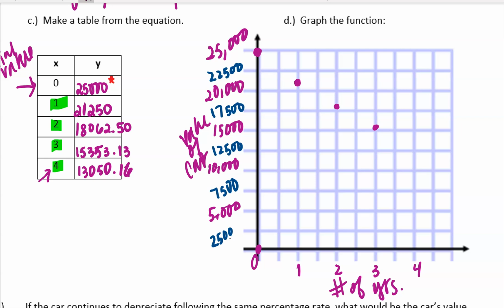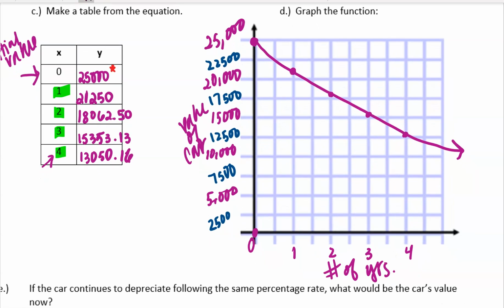In year four, we are a little above 13, so just a little above that 12,500. We are going to connect our dots. And it should be relatively curved because this is an exponential function. And then we'll put an arrow at the end because this is going to continue to decrease. Okay, so that's what our graph looks like.